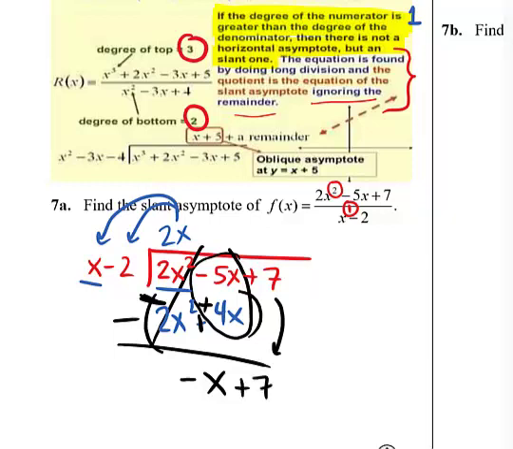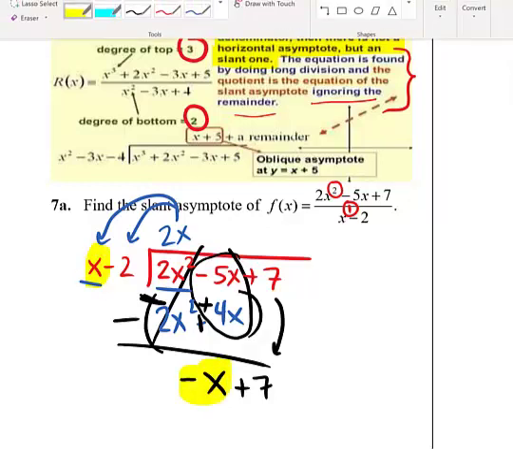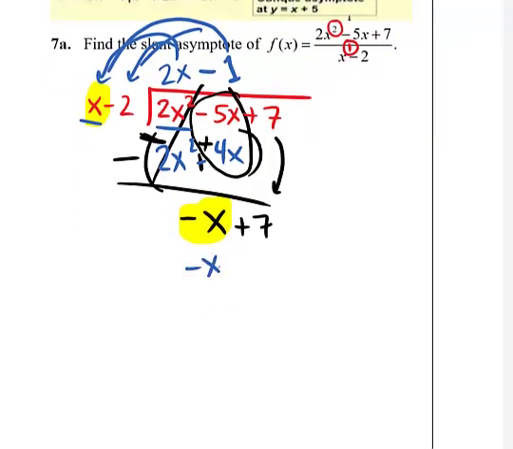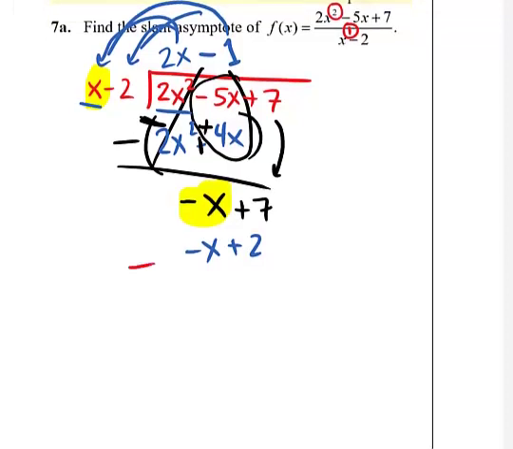So how many times does x go into negative x? Or in other words, what would I have to multiply x by to get negative x? I'd have to multiply it by negative 1. Negative 1 times the terms outside would make negative x plus 2. And I'm almost done if I just subtract these. Don't forget to distribute. This becomes a plus, this becomes a minus. So the remainder is 5.